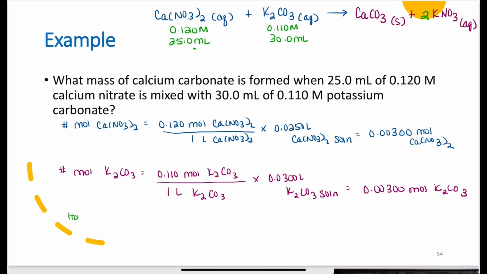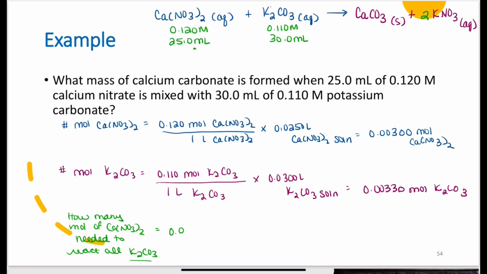Let's do it. How many moles calcium nitrate are needed to react all of my K2CO3? Again, it doesn't matter which way you do it, but I apologize, this should definitely be a different number in here. This should definitely be 0.00330. Please fix that in your notes.